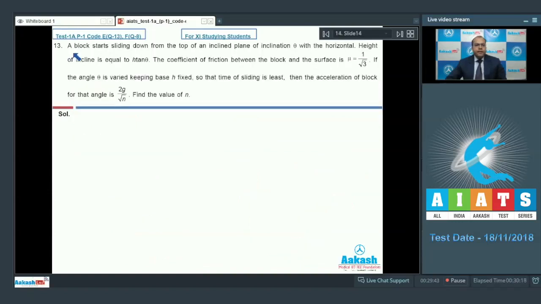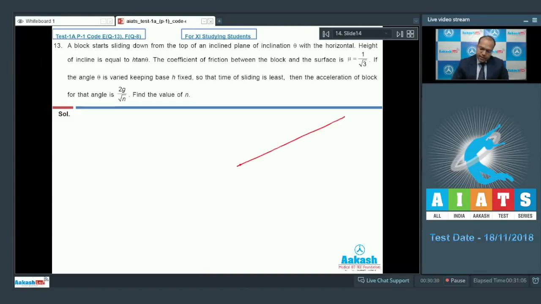In question number 13, a block starts sliding down from the top of an inclined plane of inclination theta with the horizontal. The height of the incline is equal to h tan theta. The coefficient of friction between the block and the surface is 1 by root 3. If angle theta is varied, keeping base h fixed, so that the time of sliding is least, then the acceleration of the block for that angle is 2g by root n. Find the value of n. So let's analyze the situation.